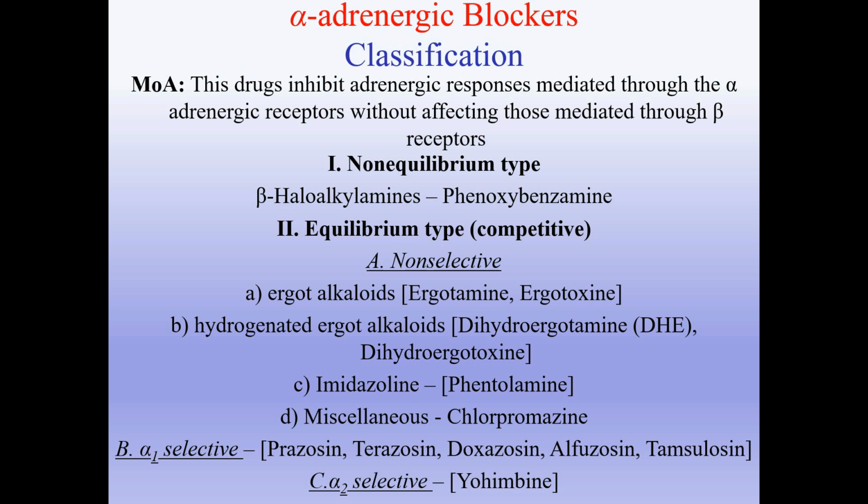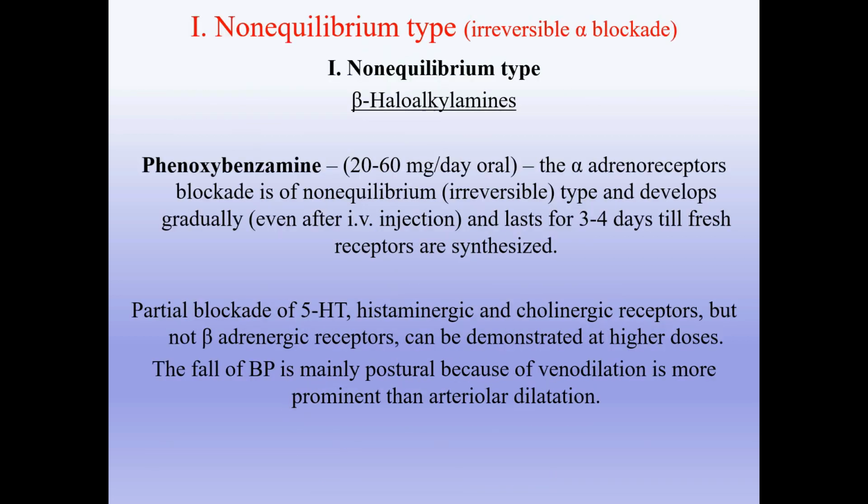From non-selective, for example, ergot alkaloids, ergotamine, ergotoxin. Hydrogenated ergot alkaloids, for example, dihydroergotamine, dihydroergotoxin. Imidazolines, phentolamine, miscellaneous chlorpromazine. Alpha-1 selective: prazosin, terazosin, doxazosin, alfuzosin, tamsulosin. Alpha-2 selective: yohimbine. Now let's stop on each of them in detail.